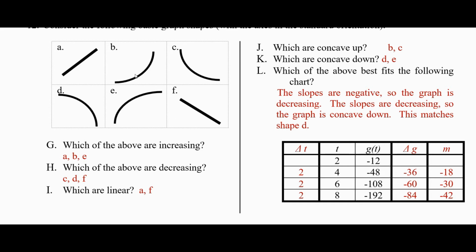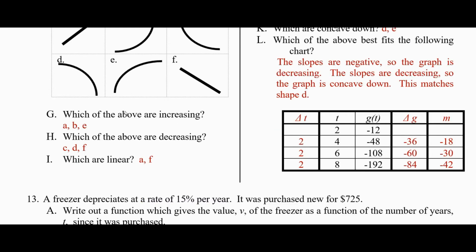Which are concave up? That's B and C. And concave down is D and E. And which one best fits this? Well, let's see. Delta T is 2 each time, and the delta Y is changing. Divide by 2, we get the slopes. We see the slopes are all negative, so that tells us that the function is decreasing.